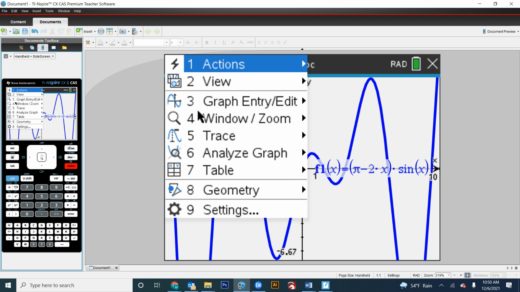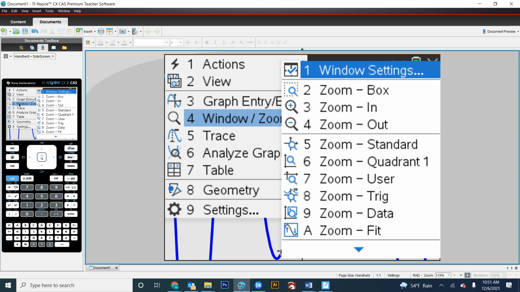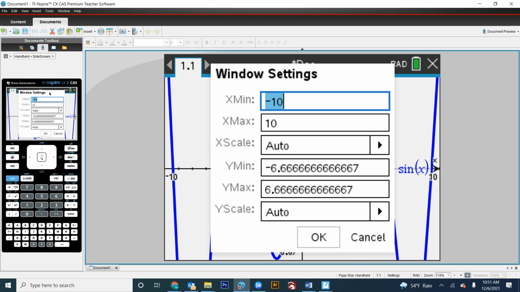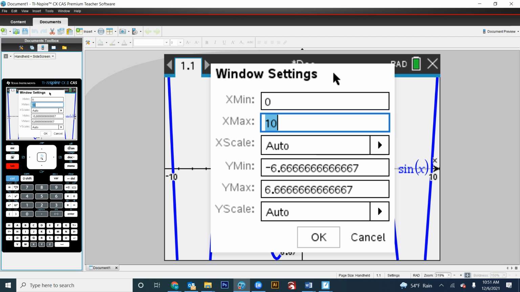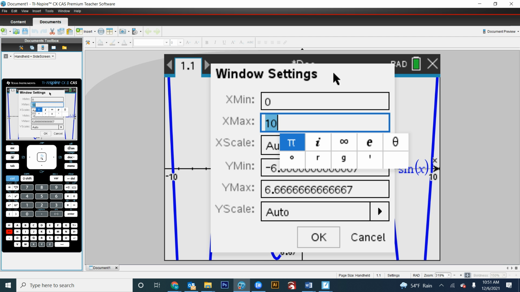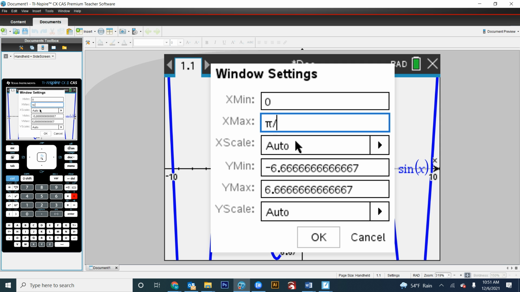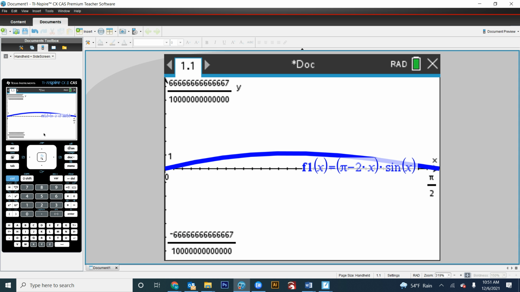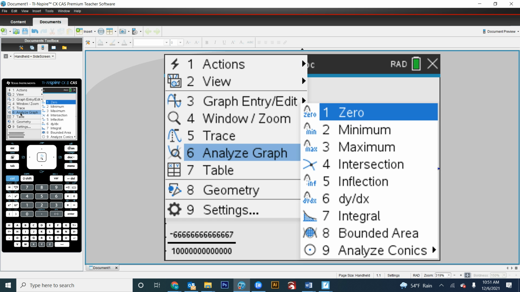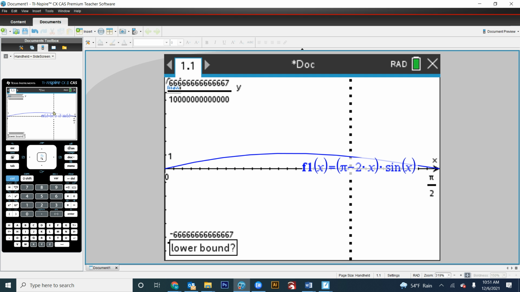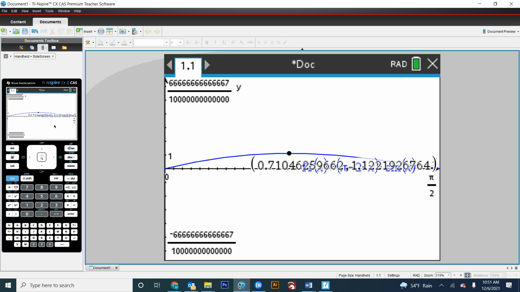So ready? Menu. Window. Settings. 0 to pi divided by 2. That's more like it. Do you see the peak, the top? Menu. Analyze graph. Maximum. Oh, you mean that's been there the whole time? There it is.